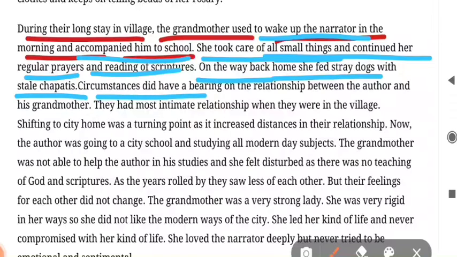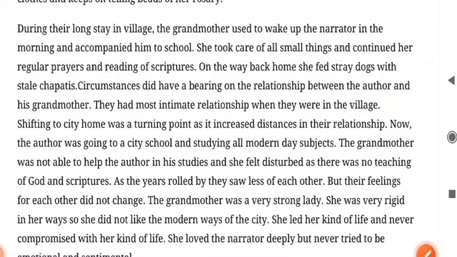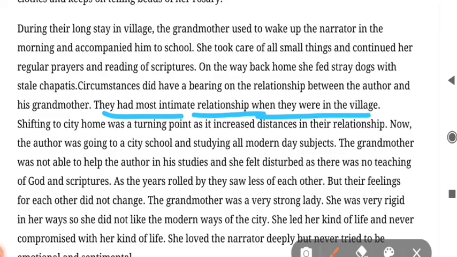Circumstances did have a bearing on the relationship between the author and his grandmother. So there was a sweet relationship that developed in the village, right? They had a most intimate relationship when they were in the village. So the village relationship between author and his grandmother was very sweet, and they were very, very close to each other. Like every single moment they were by the side of each other, right?